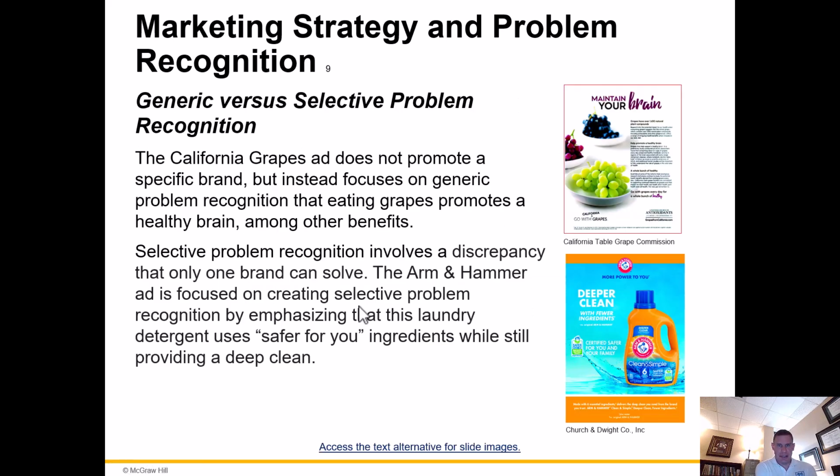Now, generic versus selective problem recognition. The California Grapes ad we see in the top right picture does not promote a specific brand, but instead focuses on generic problem recognition that eating grapes promotes a healthy brain, among other benefits. And if we look at the bottom right picture, this is the Arm & Hammer clean and simple product. Selective problem recognition involves a discrepancy that only one brand can solve. The Arm & Hammer ad is focusing on creating selective problem recognition by emphasizing that this laundry detergent uses safer for you ingredients while still providing a deep clean.